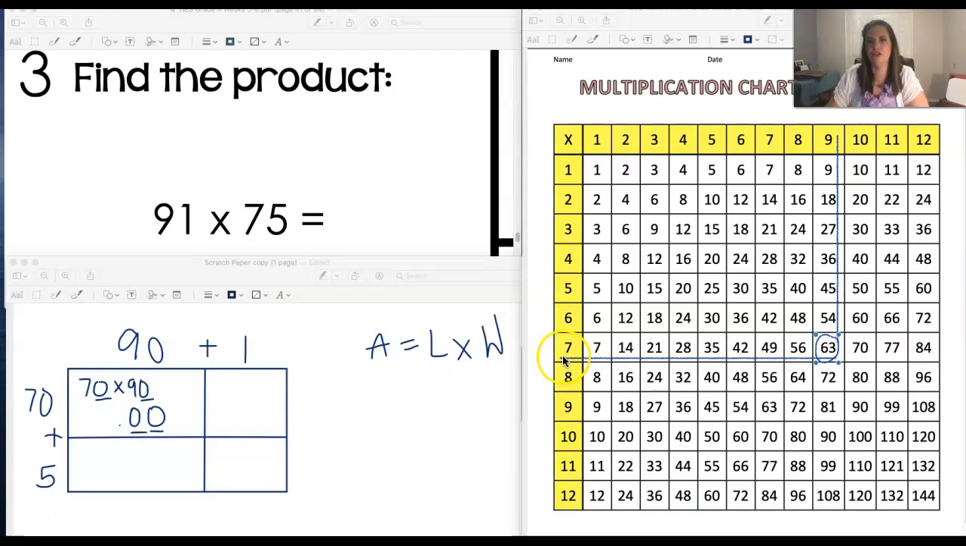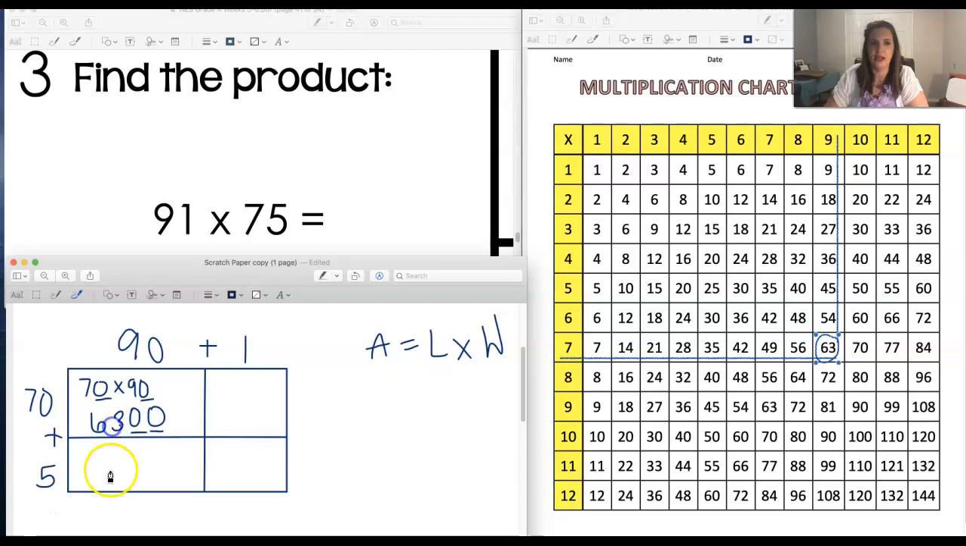Looking at my multiplication chart, I follow the 7 and the 9, and where they meet, 63, that's your answer. So 7 times 9 equals 63. However, this is 70 times 90. So that answer is 6,300.